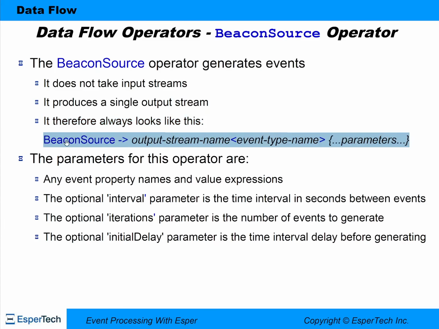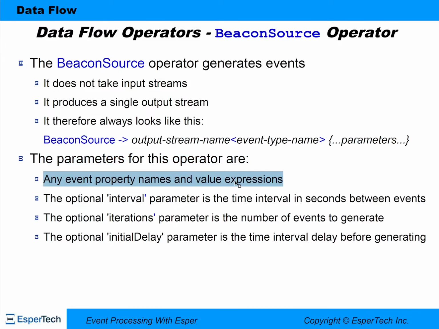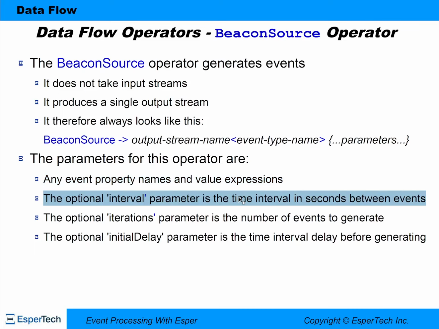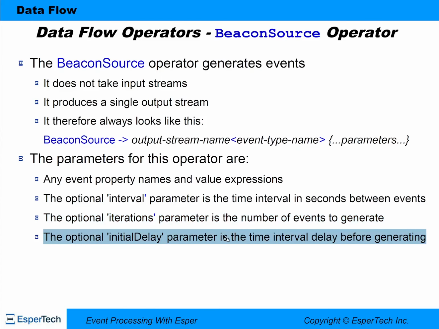Beacon source produces output stream of type event type name. Then, curly braces and the parameters. The parameters for this operator are any event property names and value expressions. The optional interval parameter is the time interval in seconds between events. The optional iterations parameter is the number of events to generate. The optional initial delay parameter is the time interval delay before generating.